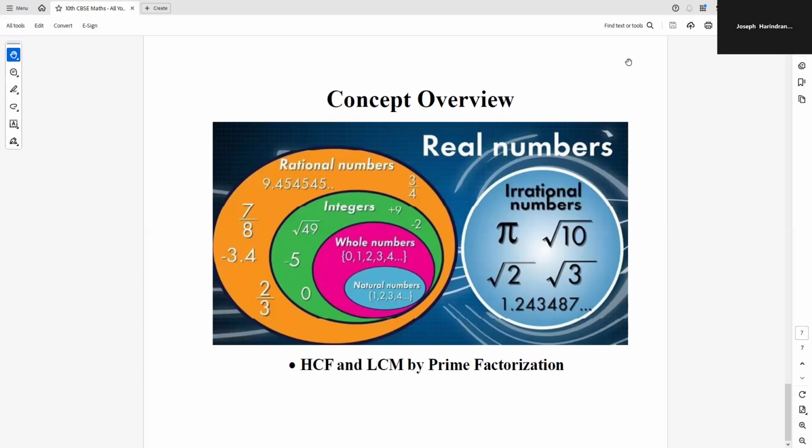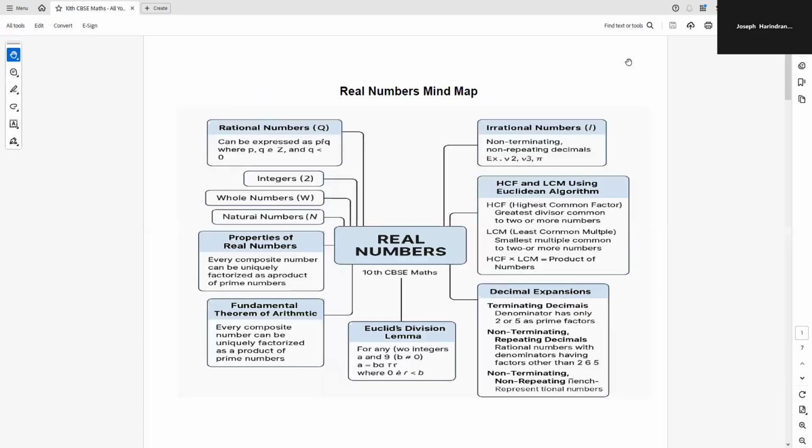And this is all about the real numbers. And we go back to the concept map, the mind map. And this is all you need to know about real numbers.